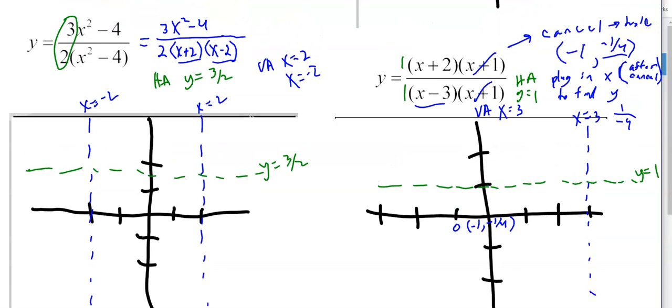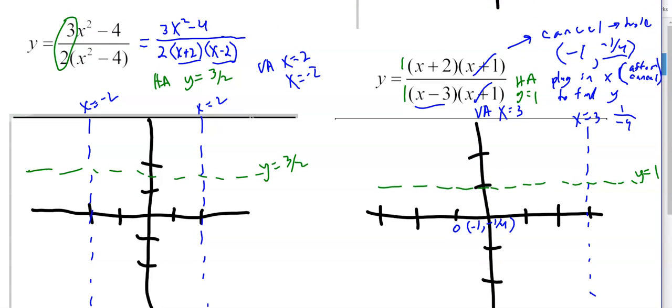So this one, let's find the intercepts here. Plug in x equals 0 to find the y-intercept. That would be negative 4 in the numerator, divided by 2 times 2 is 4, times negative 2 is negative 8, which is positive 1/2. So right about here.